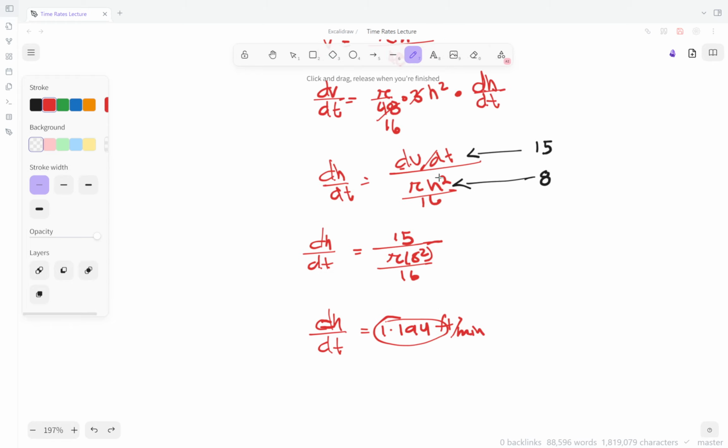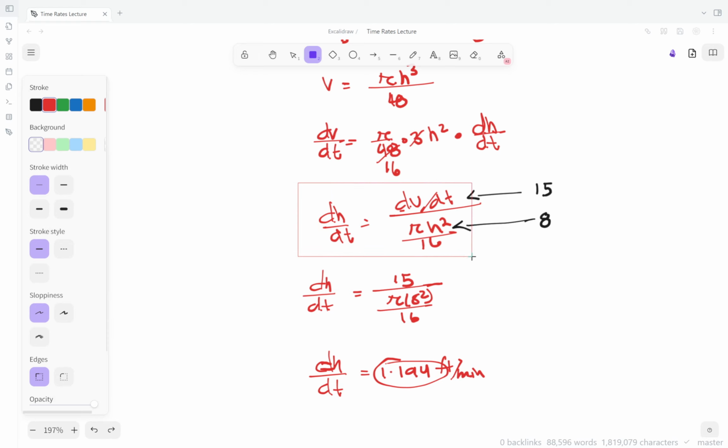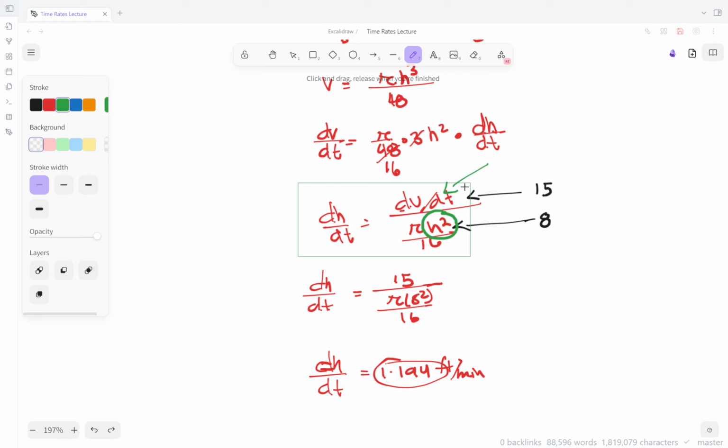But I think the most important output from this calculation is this equation right here. You can see on this illustration that h is down below, on the denominator. And what does that mean? Since the volume rate doesn't change, it's always going to be 15. Pi is a constant, 16 is constant. So only the h variable will change over time. And when h becomes larger, the denominator becomes larger. So this part right here becomes large.